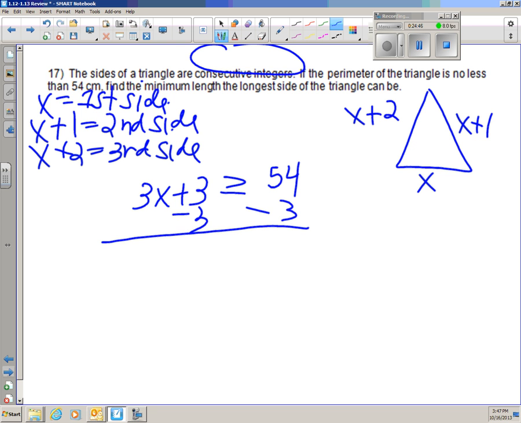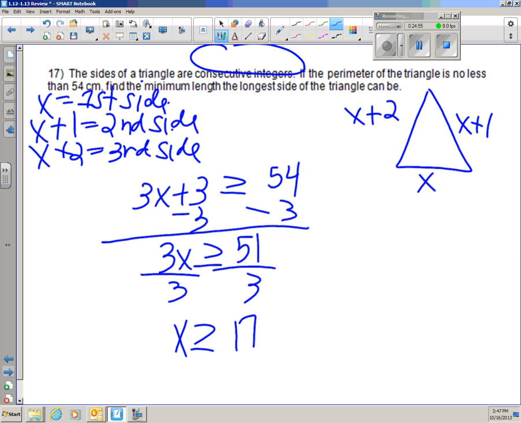Subtract both sides by 3. 3x is greater than or equal to 51. Divide by 3, x is greater than or equal to 17. If I were to go back in and plug these values, the first side could be more than or equal to 17, the second side more than or equal to 19, the third side more than or equal to 21. Find the minimum length that the longest, oh, I'm sorry, this is not consecutive odds. Sorry. Let me try that again. The first side is 17, one more than that is 18, one more than that is 19. Sorry about that. So these are consecutive integers.